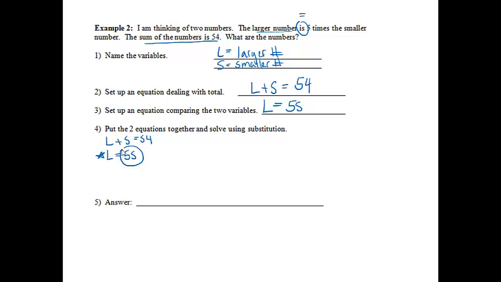I'm going to circle the 5S. That goes in place of the L. So instead of the L, we're going to have 5S plus S equals 54. And now we'll combine like terms. 5S plus S is 6S. And then to solve for S, we'll divide both sides by 6, and we'll get S is equal to 9, at which point we're going to go back into that circle and put 9 in. So 5 times 9 is 45.